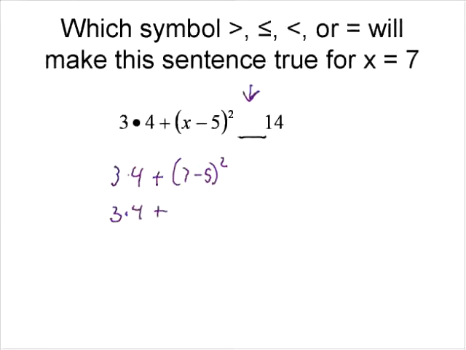Parentheses first. 7 minus 5 is 2. Exponents first, so we square that, and 3 times 4 is 12. 12 plus 4 is 16, compared to 14. 16 is bigger than 14, so the symbol is greater than. So that's the answer to that one. So just plug in the value for x and simplify each side if necessary, and see what you come up with.